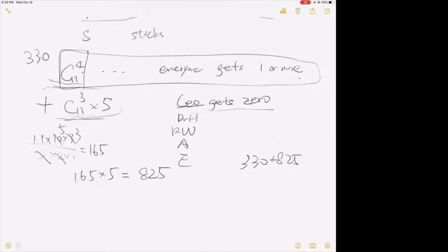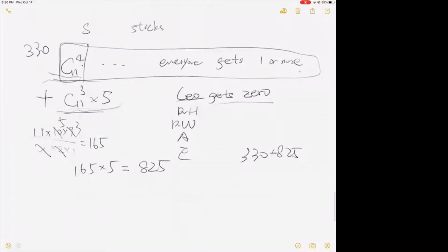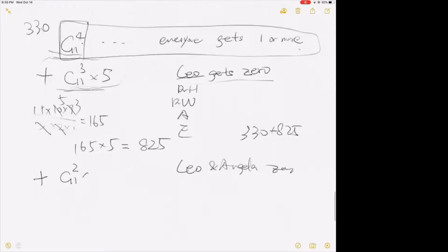You also need to add if two people get zero. Okay, let's say Leo and Angela get zero. Then you have 11 choose 2. So now we only need to allocate the mooncakes to the other three people, right? And then you multiply it by 5 choose 2, which is 10. So this is equal to 11 times 10 over 2 times 1 times 10, which is 550. So here plus 550.